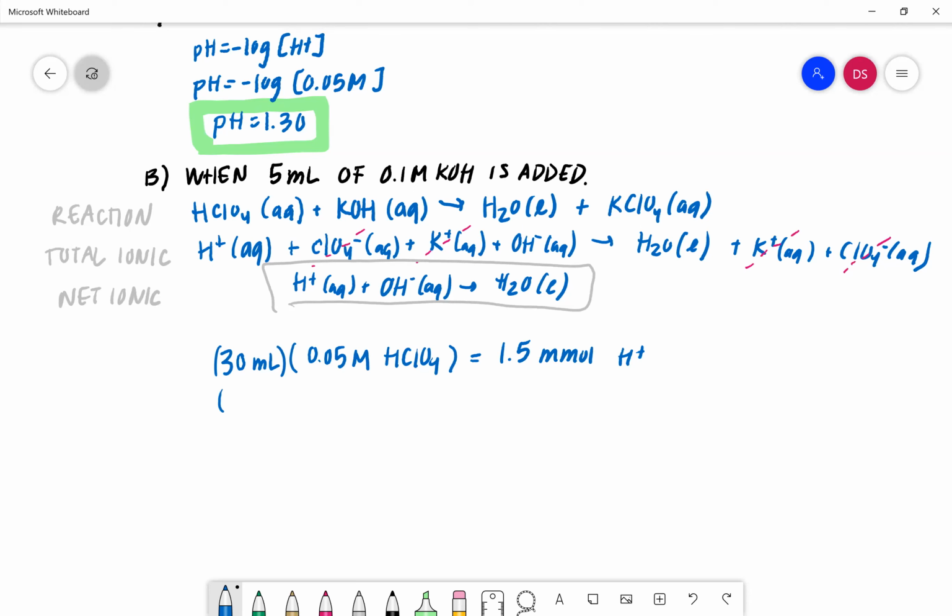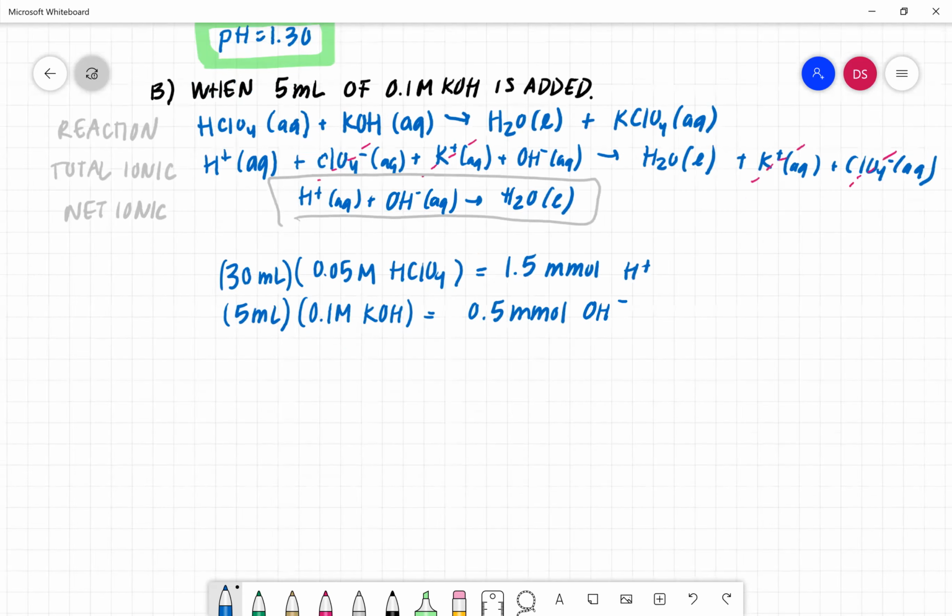And now for our base, we have 5 milliliters of potassium hydroxide. The 5 milliliters is given, that's what we're using, and the concentration is given as well. And that gives us 0.5 millimoles.